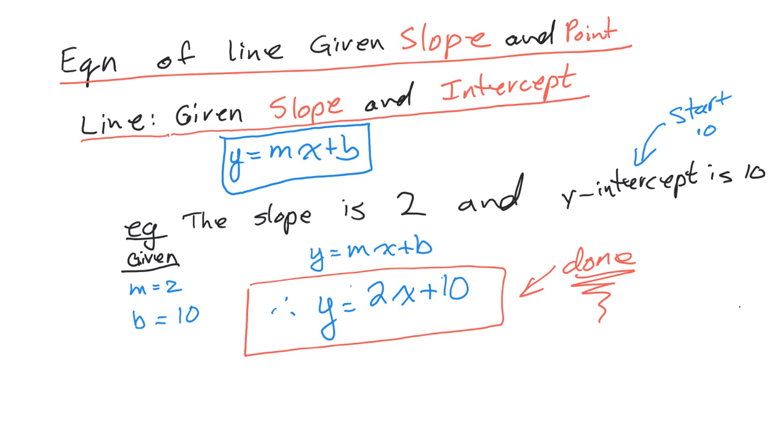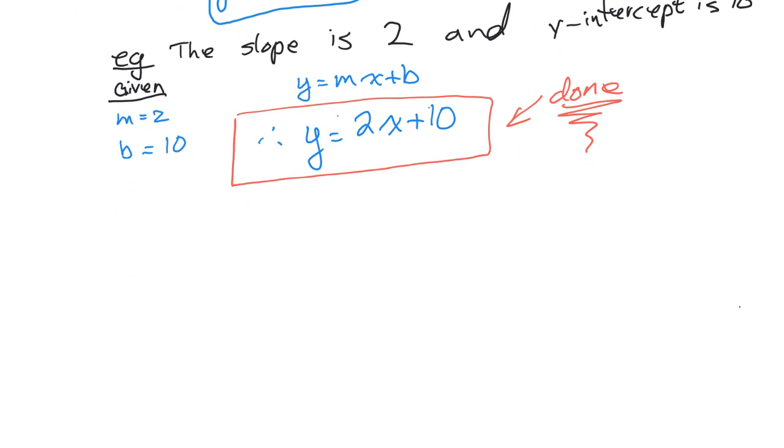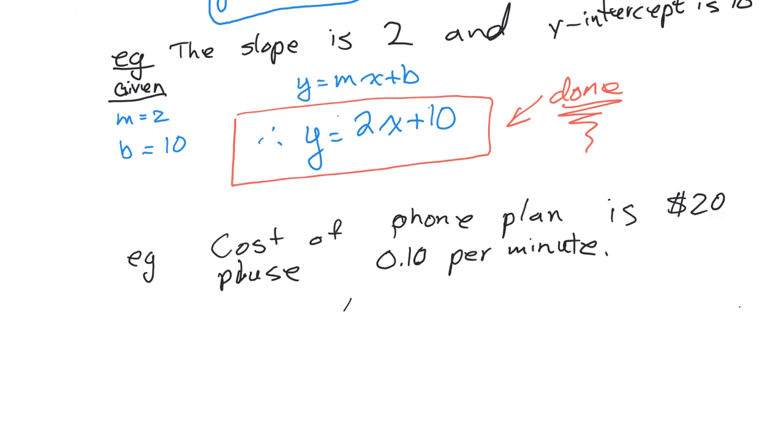Okay, now imagine I have a real world problem like this. The cost of a phone plan is $20 plus 10 cents per minute for every month. Now, your equation in the end won't look like y equals mx plus b, but it might have different letters. In this case, I'm going to use C for cost, and let's call it T for the minutes we spend on our phone every month.